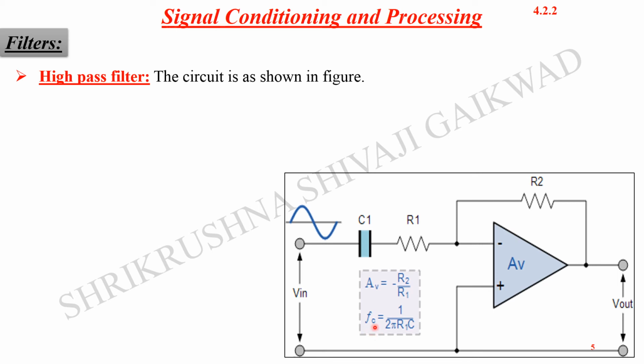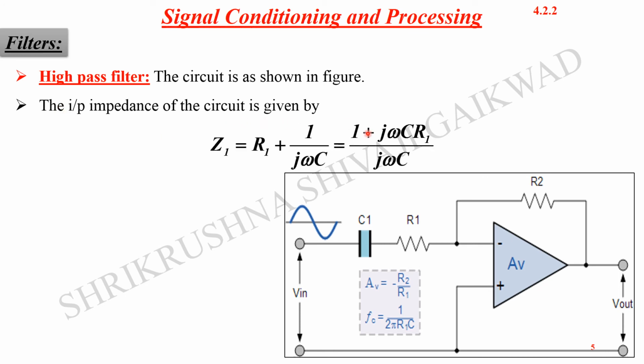and the cutoff frequency is given by 1 over 2 pi R1 C. The cutoff frequency here is the same, where 1 over omega C is the capacitive reactance. Now the input impedance of the circuitry is given by Z1 is equal to R1 plus 1 over j omega C, because the impedance of the capacitance and this resistance are in series. So the total impedance is R1 plus 1 over j omega C.